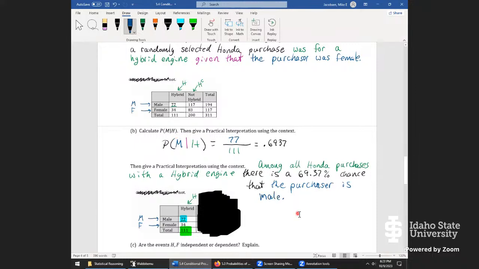Finally, that solves this problem. We have a probability, and the hard part is always the practical interpretation right here. Well, any questions or comments at all, folks, on getting through this one?